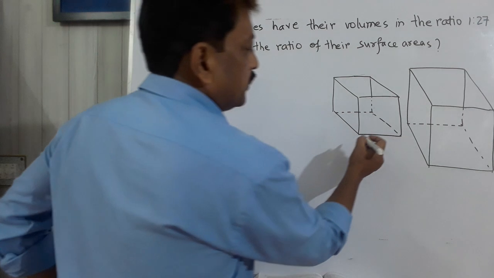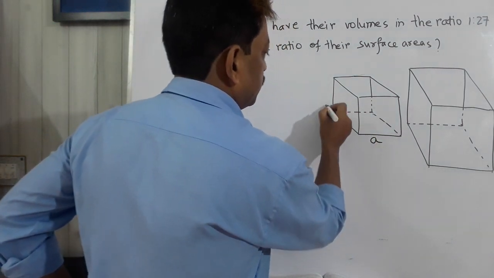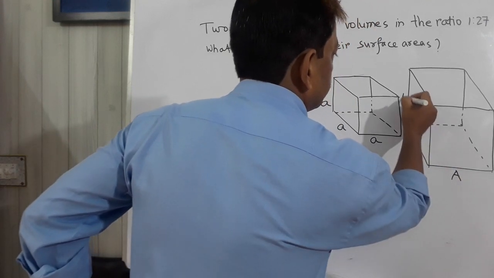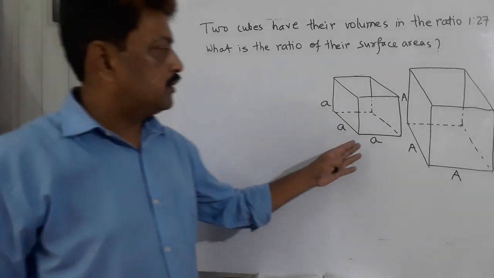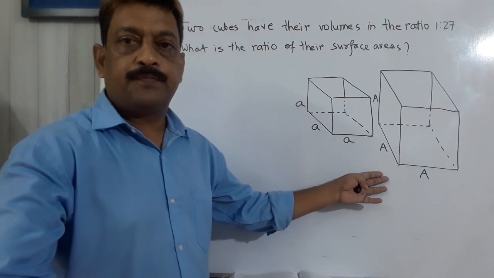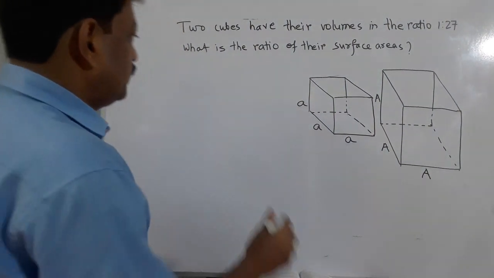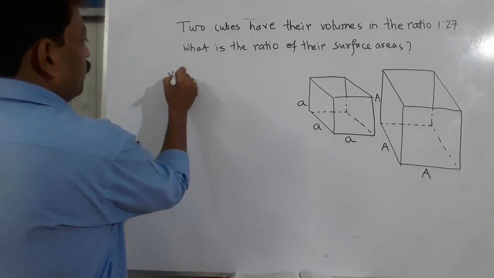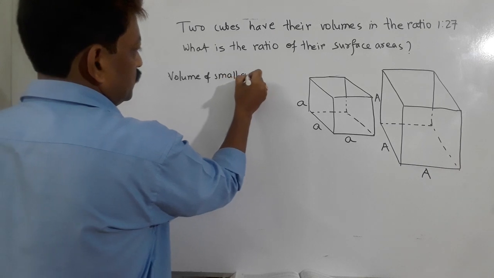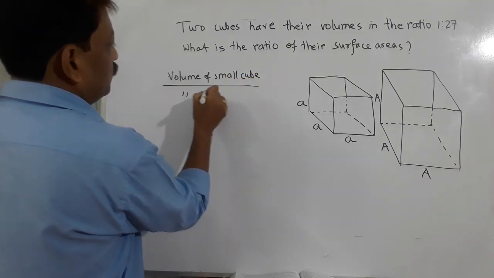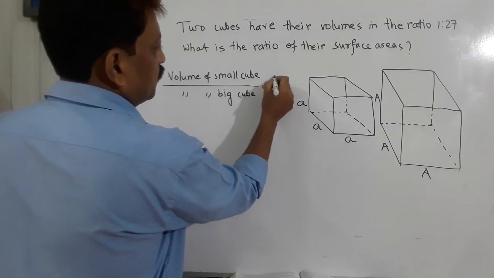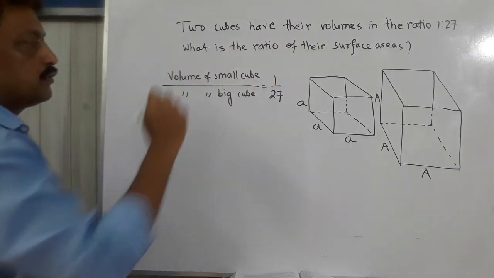So let me take each side of the small cube as small a and each side of the big cube as capital A. So the length, breadth and height of the small cube is small a and of the big cube is capital A. So this is the situation. What is given in the question? Volume of small cube by volume of big cube is equal to 1/27.